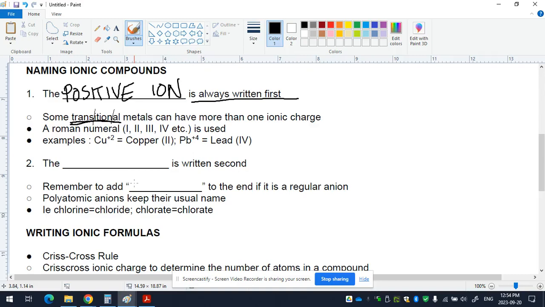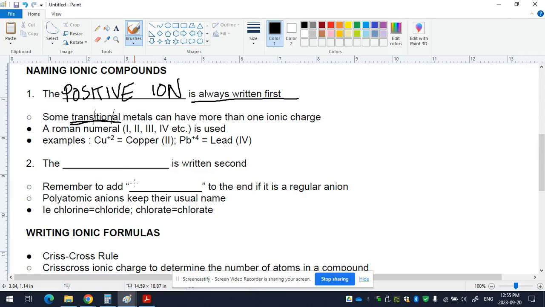Do you know what Pb is? Pb is what? Lead. What's this number? It should be what? 4 plus. What's 4? IV. So whenever you see this, just use that. Okay, question for you. What if this was 3 plus? Come on. What would I put in the bracket? 3. What if this was 1 plus? What would I put? 1.